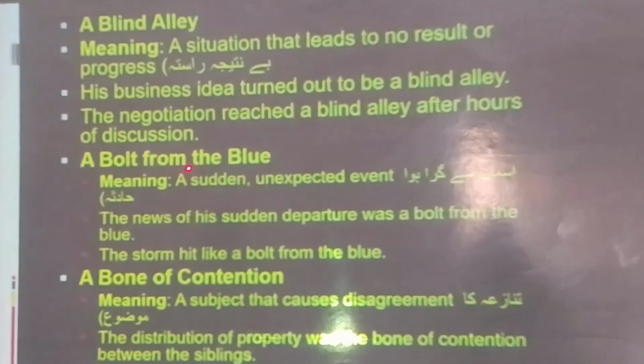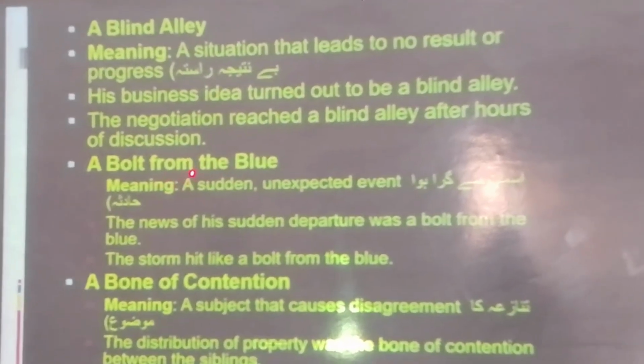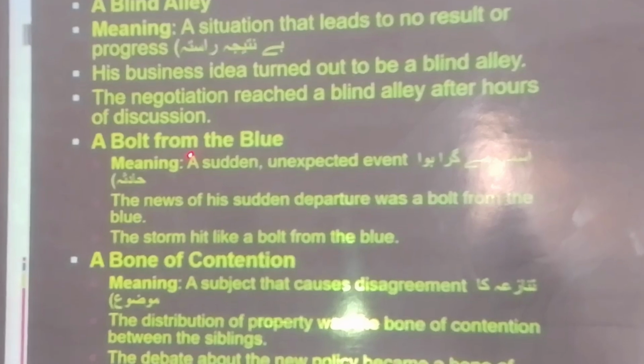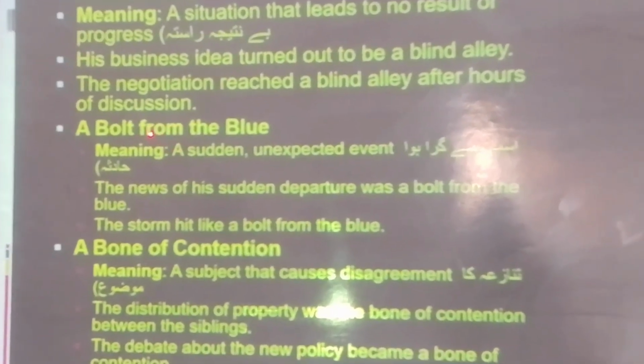If you have any question, you may ask. Are you getting my point? If you want to make new sentences using these idioms, you are most welcome.